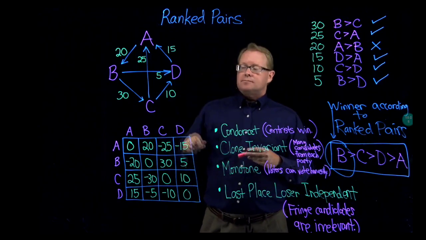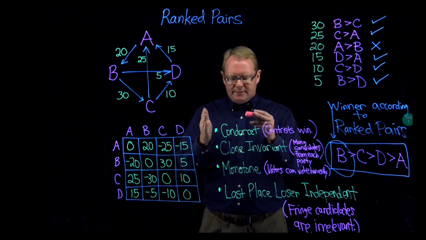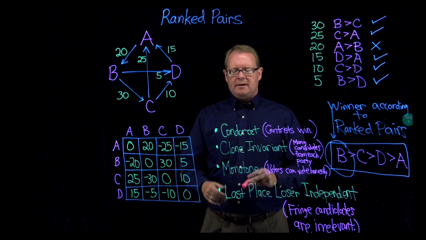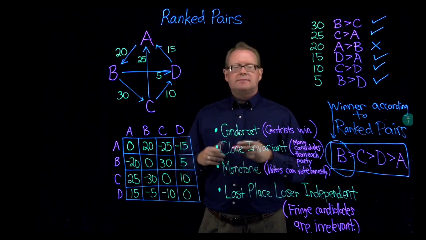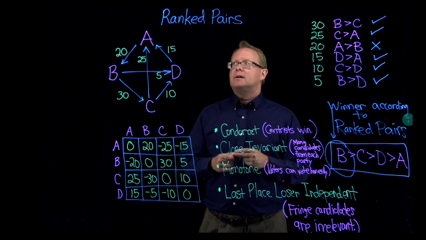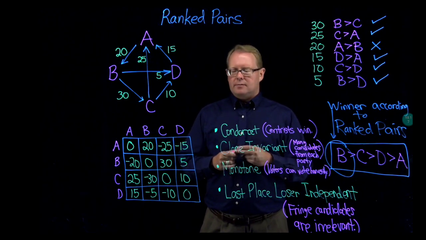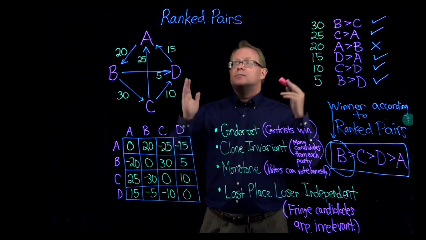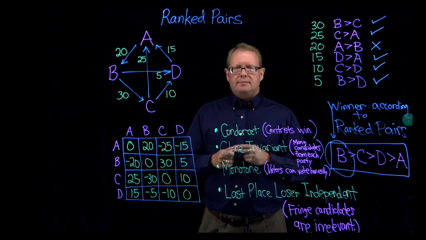So in summary, ranked pairs has four really important properties. Ranked pairs is also reasonably easy to use to determine the winner of a preferential ballot election. And so for that and other reasons, ranked pairs is my favorite method for determining the winner of a preferential ballot election.